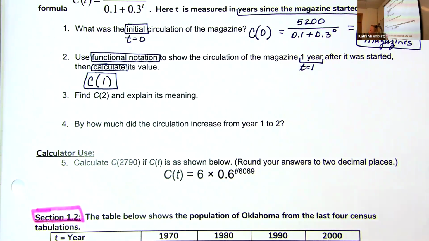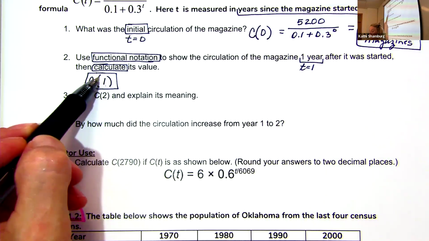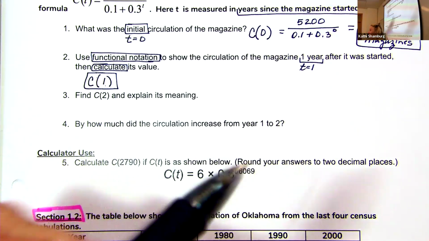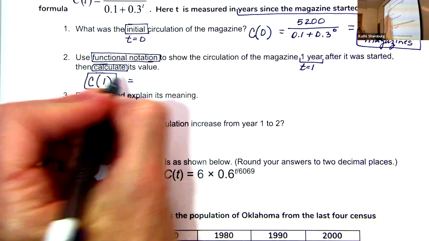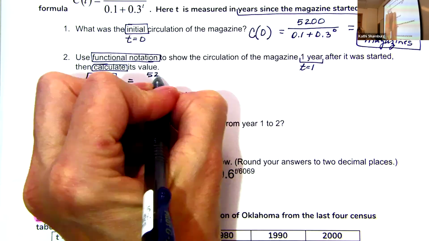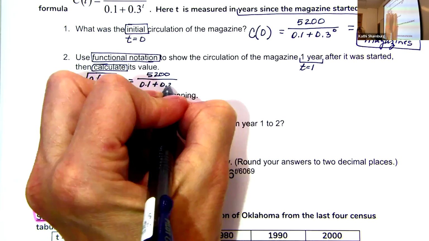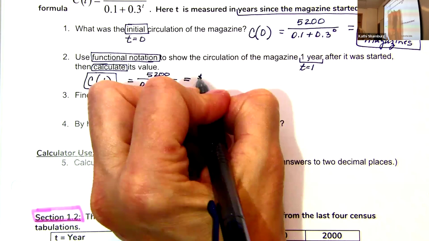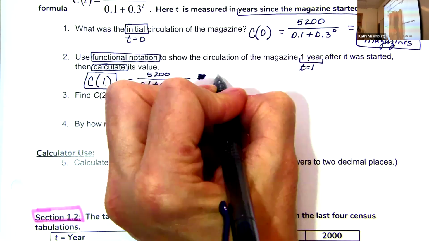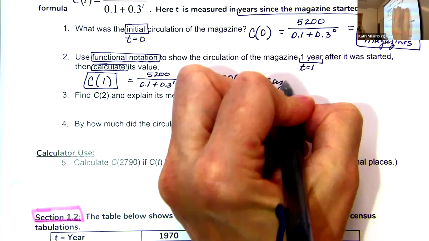I haven't even looked at the test yet today. It could ask you this in part A and then part B calculated. It may separate it, okay? This particular one is saying, now calculate. So we would do 5,200 over 0.1 plus 0.3 raised to the first power. Does anybody have that calculated? 13,000. Okay, and that's 13,000 what? Magazines. Not dollars. I'm used to doing total cost, but it's going to do months.